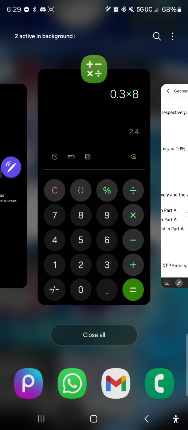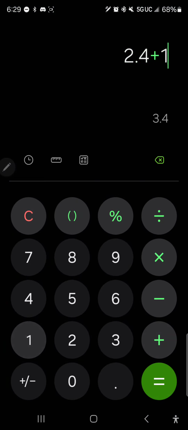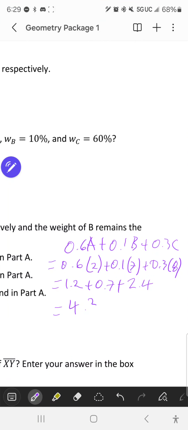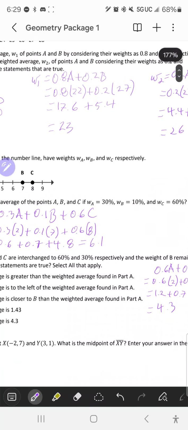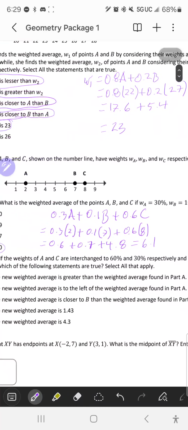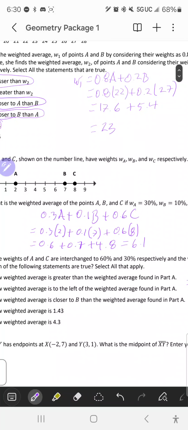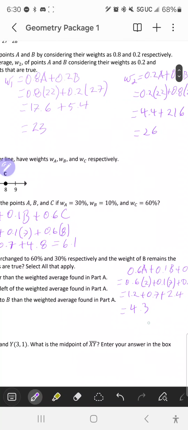So this is going to be 4.3. And our result is going to be 4.3. So let's read the options. The new weighted average is greater than the weighted average found in part A. The new one is 4.3. The part A one is 6.1. 6.1 is greater than 4.3. So this statement is false.